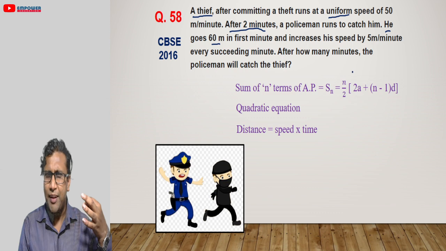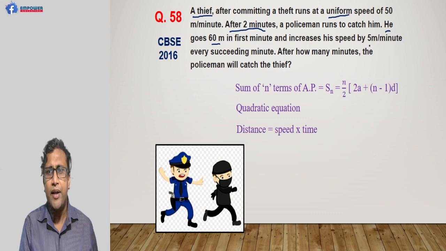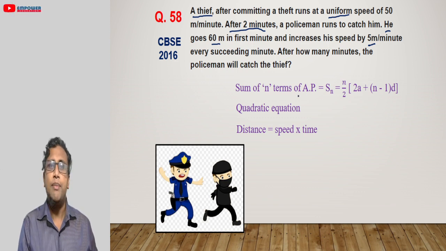What happened in the second minute? He is increasing speed by 5 meter per minute. So in the second minute, he is moving 60 plus 5, that is 65. In the third minute, good, 70. In the fourth minute, 75, and so on. So what is our question? After how many minutes will the policeman catch the thief? So this is our question.